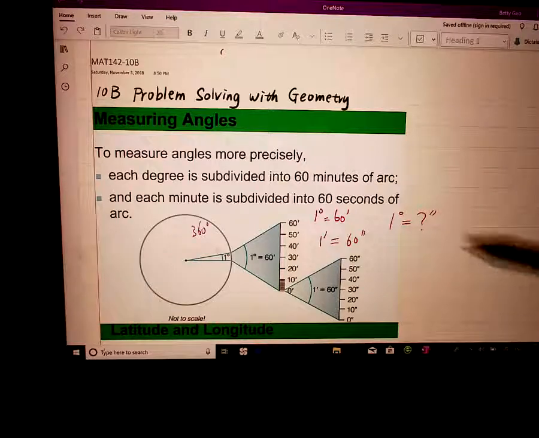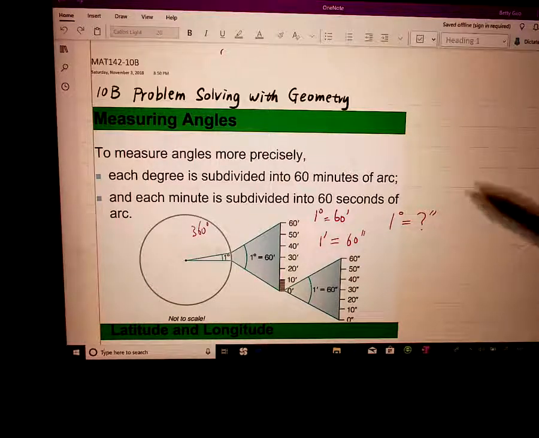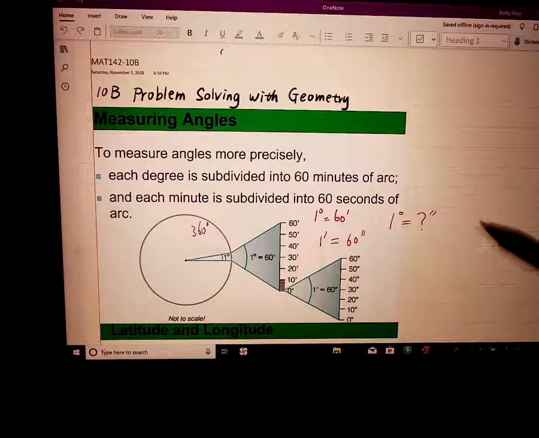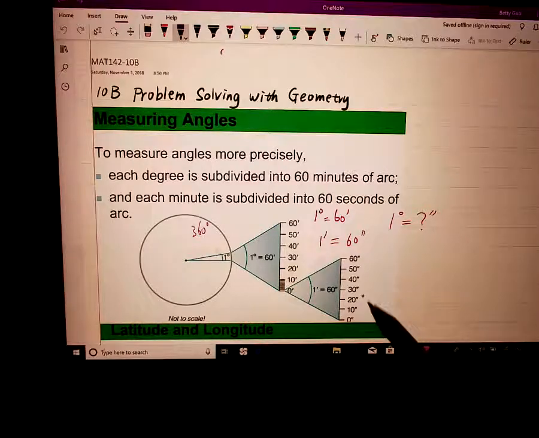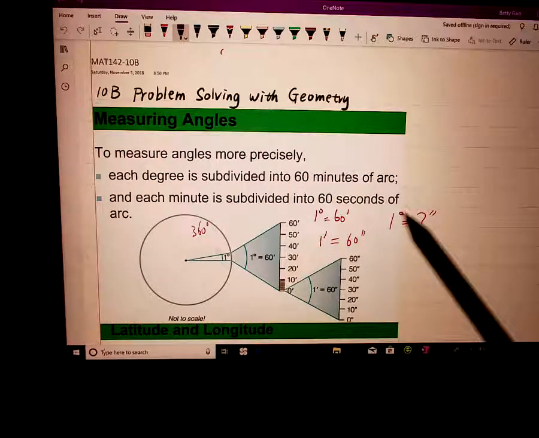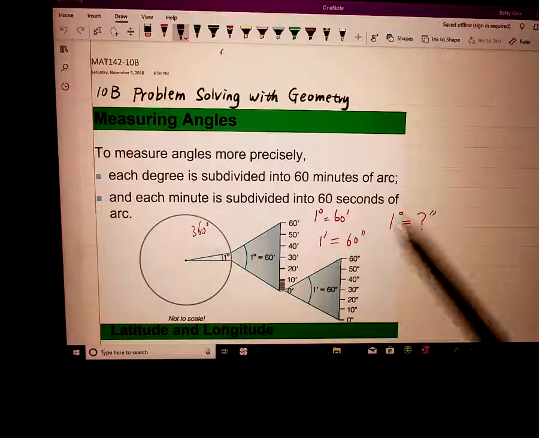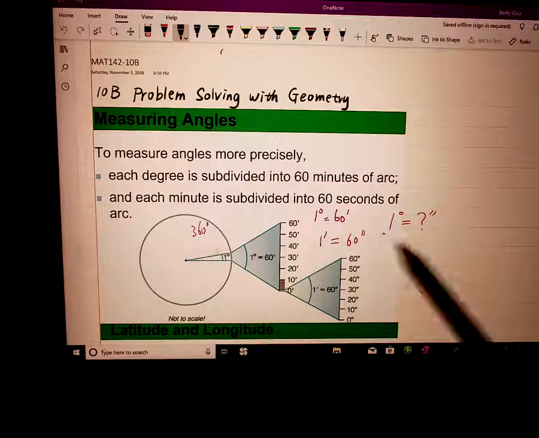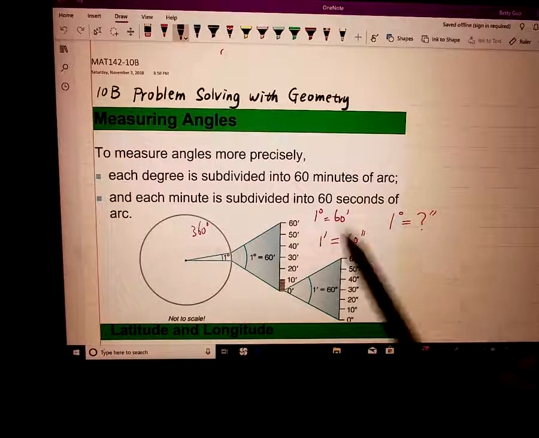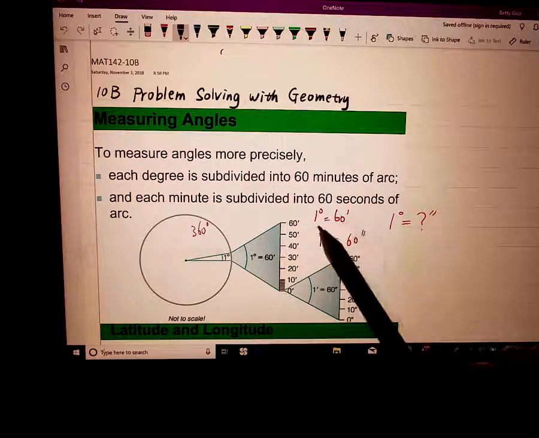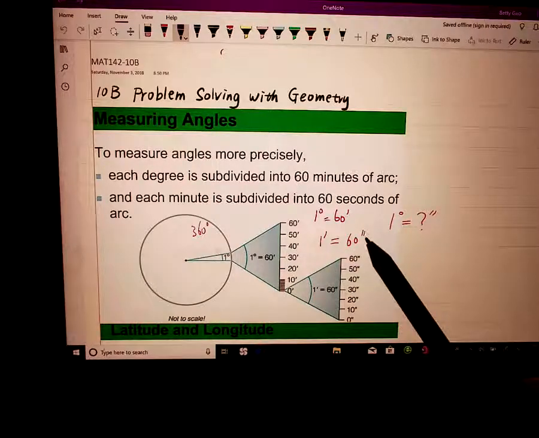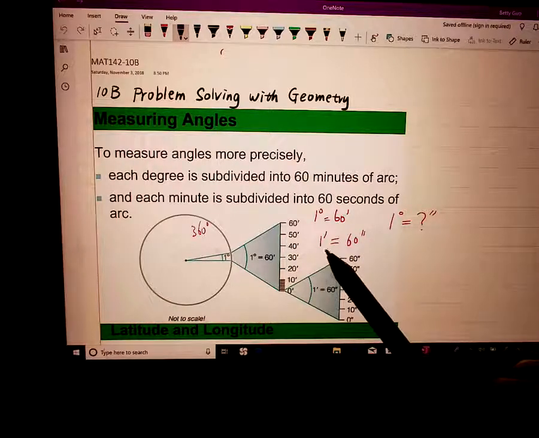Here it is the same thing when we measure angles. In order to measure angles more precisely, we use 3 units: degrees, minutes, and seconds. We have a small circle on top of the right shoulder of the number. We use that to denote the degree. 1 prime means minutes. There are 60 minutes in 1 degree. Double prime means seconds. There are 60 seconds in 1 minute.